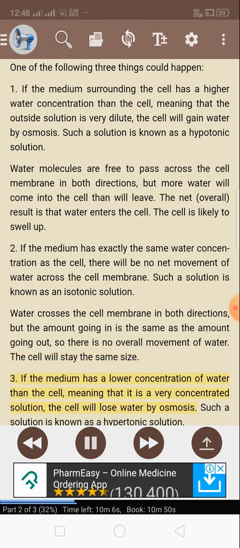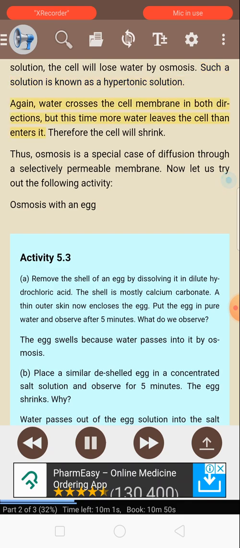3. If the medium has a lower concentration of water than the cell, meaning that it is a very concentrated solution, the cell will lose water by osmosis. Such a solution is known as a hypertonic solution. Again, water crosses the cell membrane in both directions, but this time more water leaves the cell than enters it. Therefore, the cell will shrink. Thus, osmosis is a special case of diffusion through a selectively permeable membrane.